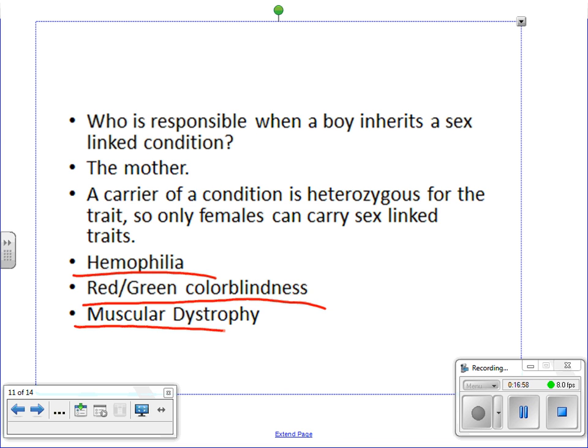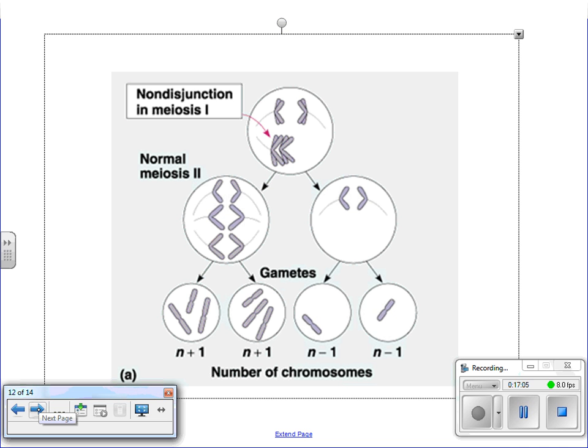And then with muscular dystrophy, that's also caused by sex-linked inheritance. So those three are what we're talking about. Last thing here we're going to talk about is nondisjunction and some traits inherited through that.